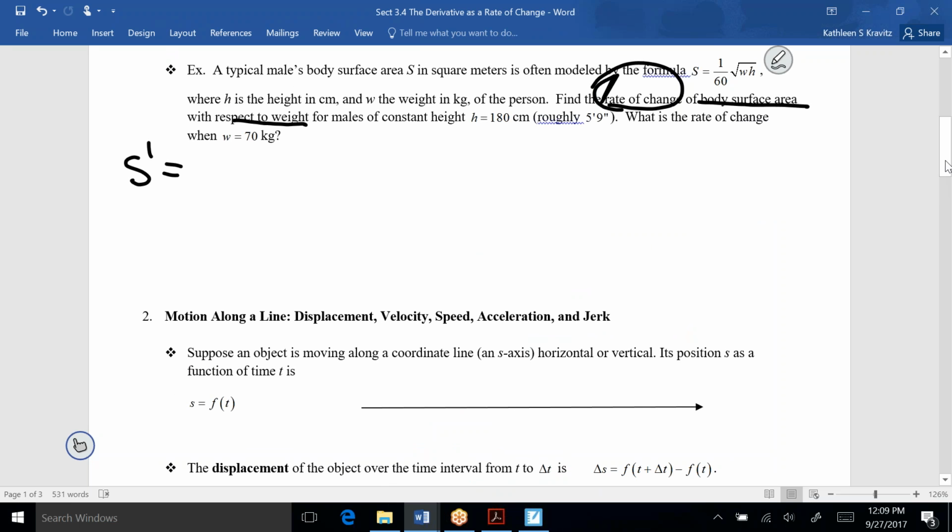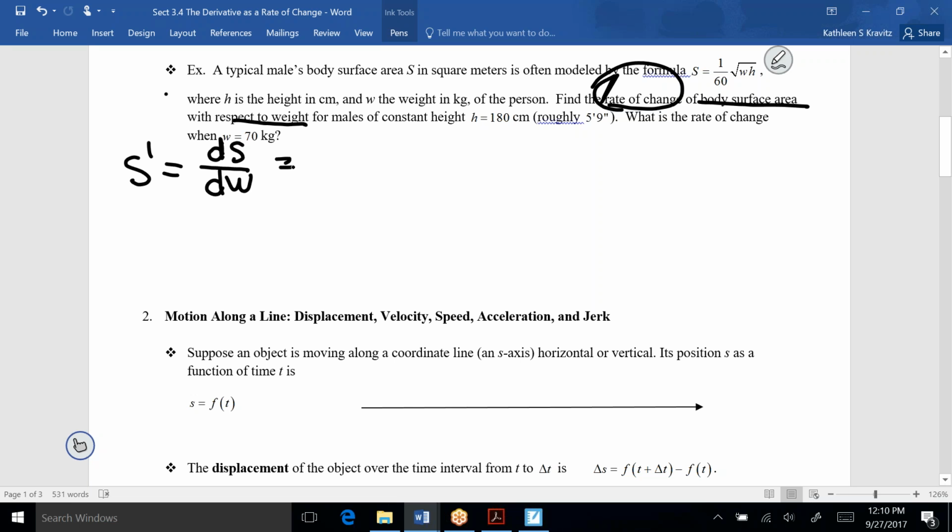So we're finding dS with respect to the weight, dS/dW. So that means that W is going to be our variable. T isn't our variable, x isn't our variable, h isn't our variable, W is the variable. So H is going to be a constant, even though we have this formula here that has H as a variable. In the example that we're using, it's going to be a constant. So we're not taking a derivative with respect to H. It's going to be the derivative with respect to W. So the only variable that we're going to be considering is going to be W in this example.